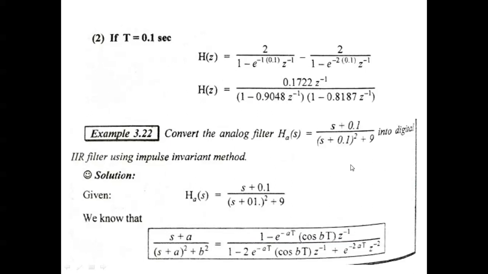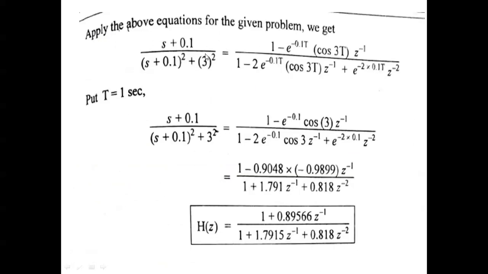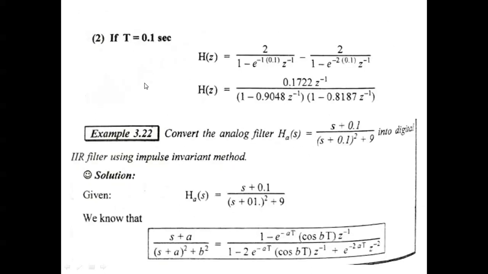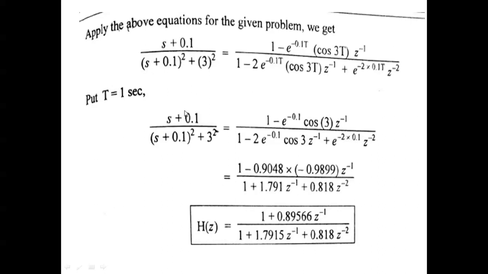This is the second example. We know the formula, then we have to apply it, similarly to the previous one. In this problem they didn't give any T value, so we just take T equal to 1 second, simplify that part, and you will get the H(z) value.